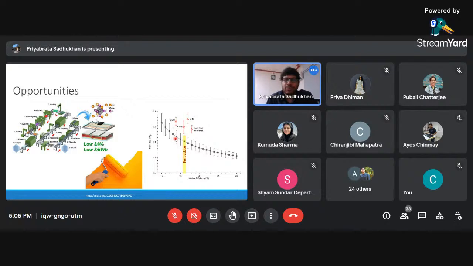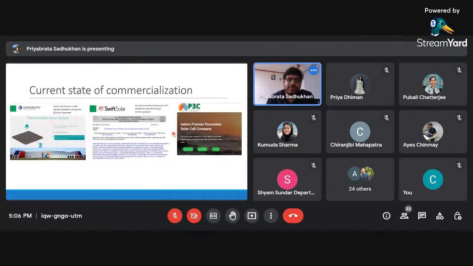So there are very good opportunities for perovskite solar cells and LEDs. And here is the current state of commercialization. Different companies have already started working on this. These two are startups. Oxford PV is a UK-based startup. They are already working on perovskite solar cells, and they have demonstrated that by 2025 they will show their first commercial product of the perovskite silicon tandem solar cells.